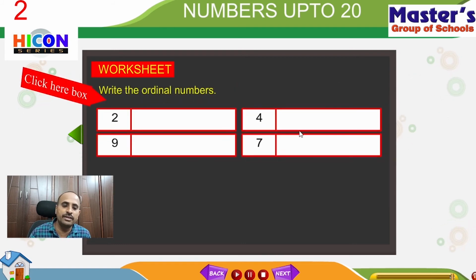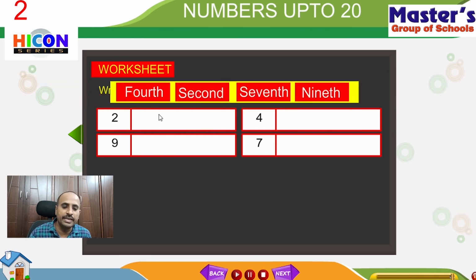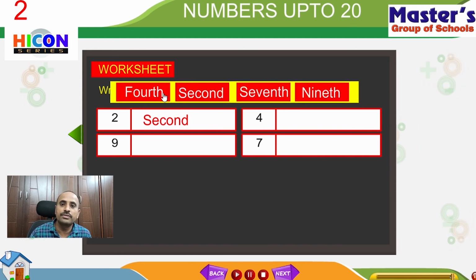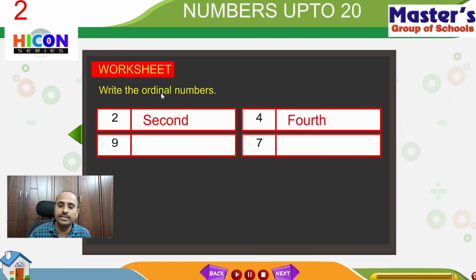So write the ordinal numbers. Here the number given is 2. So the ordinal number for 2 is second. So write the word second. And observe the second cardinal number 4. The ordinal number for 4 is fourth. So F-O-U-R-T-H, fourth.